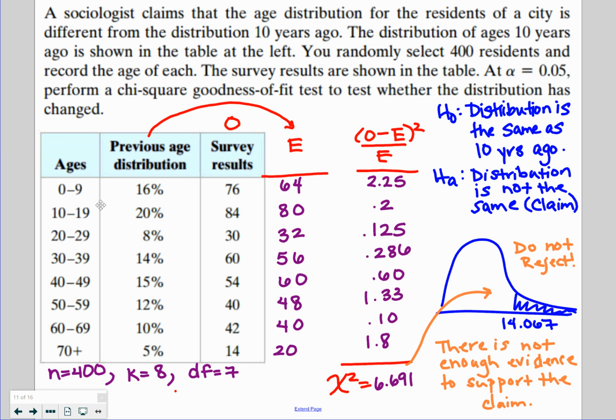14.067. And then even with rounding there, that chi-square we can see is not in the rejection region, so there is not enough evidence to, in this case, support the claim.